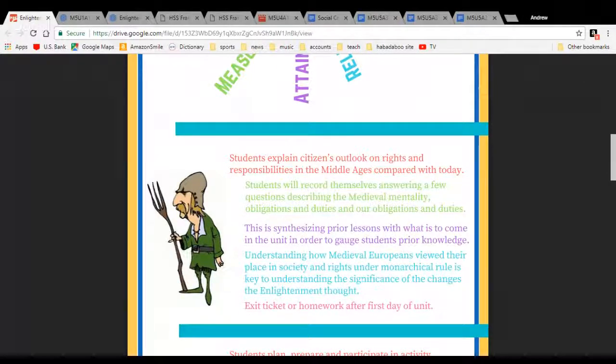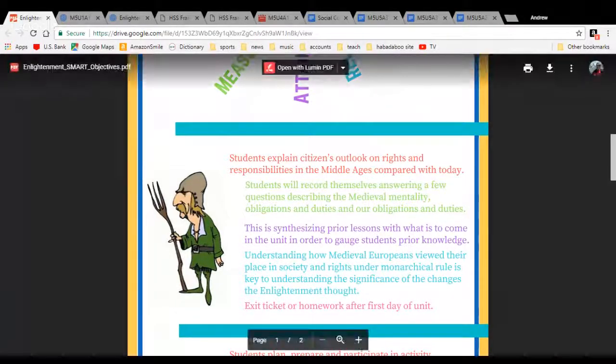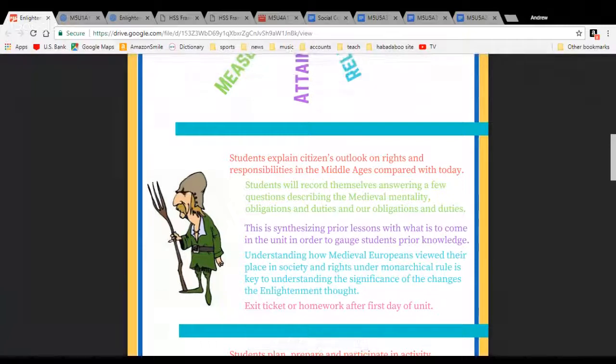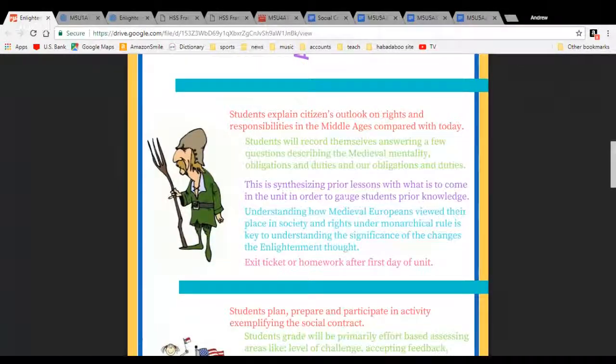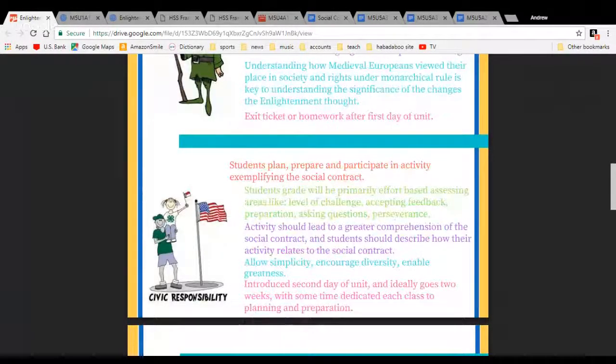A lot of the ones that I originally wrote ended up in the final version, but a lot of them had to be de-emphasized, including this one, which I was really hoping students could spend more time on. But in the end, we're going to have to rely on students' prior learning of people's mindset in the Middle Ages leading into the revolutionary change in thinking of the Enlightenment. That one's going to have to be de-emphasized in the final version of the unit.